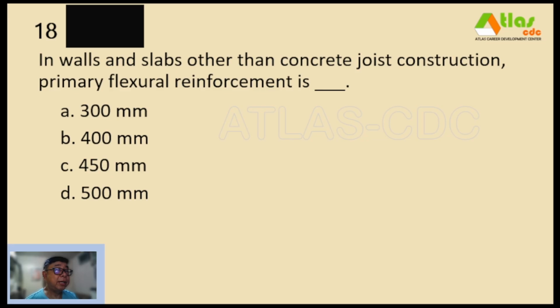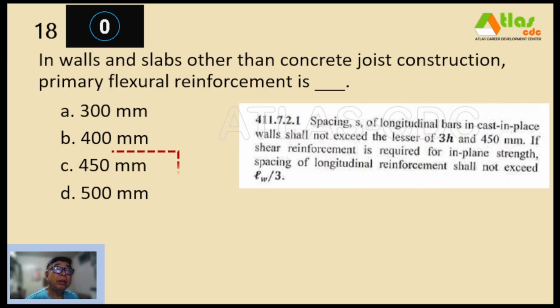Number 18. In walls and slabs other than concrete joist construction, primary flexural reinforcement is blank. A. 300 mm, B. 400 mm, C. 450 mm, and D. 500 mm. And our correct answer is letter C, 450 mm.